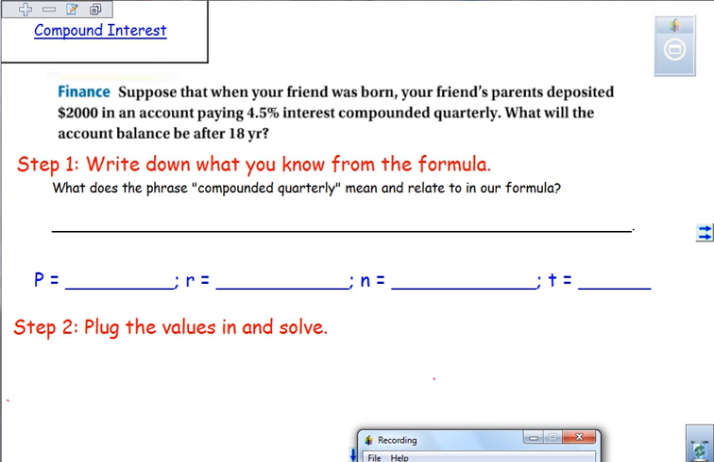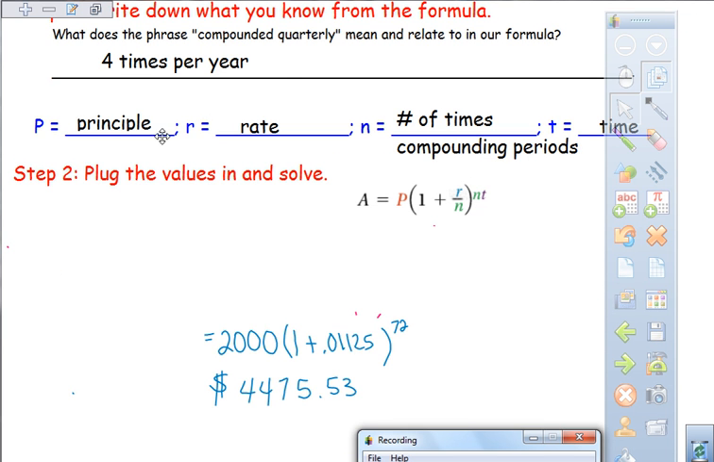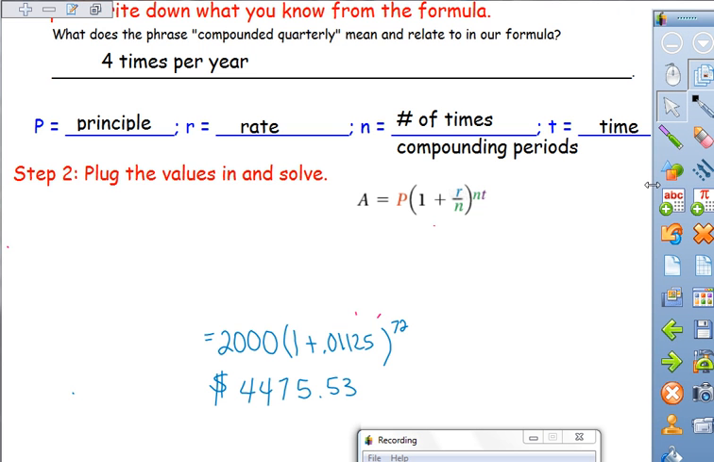What does the phrase compounded quarterly mean and relate to in our formula? So here's what we get. Quarterly means 4 times per year. P means principal. R is your rate. N is the number of times compounding. And T is time. So again, here's your formula, and I think this blue is written on your paper.